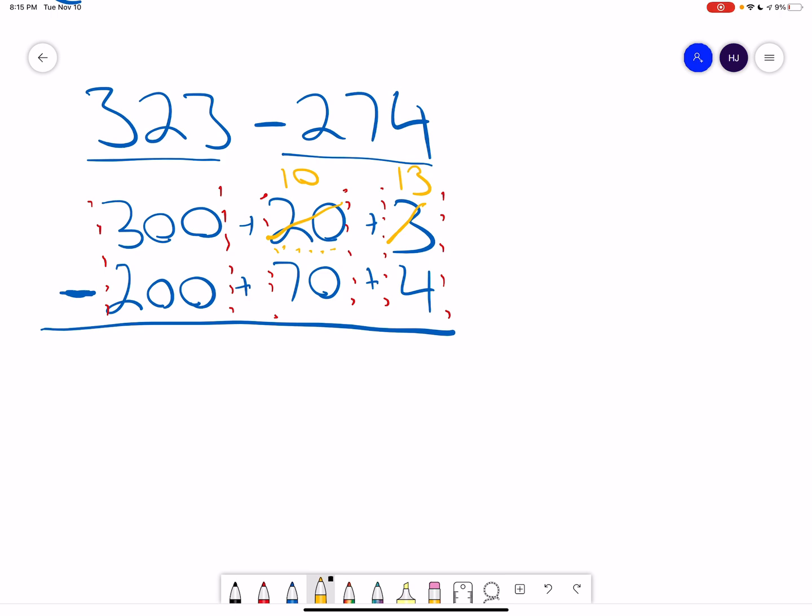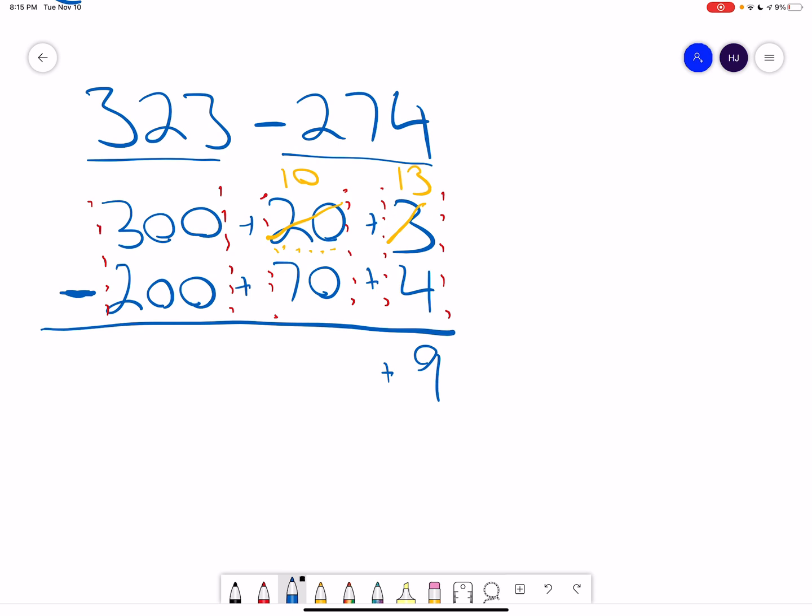We did that so that now we can subtract. 13 take away 4 is 9. Now, that's our ones done. Next, we move on to the tens column. In this case, we've got 10 take away 70. Again, we cannot do that because we only have one rod, right? We're trying to take 7 rods. You cannot take 7 rods away whenever you only have one.